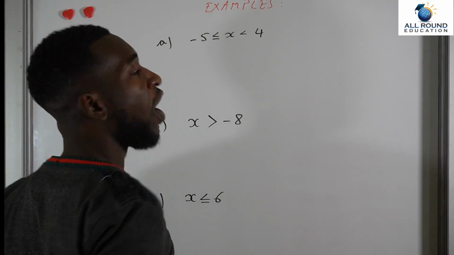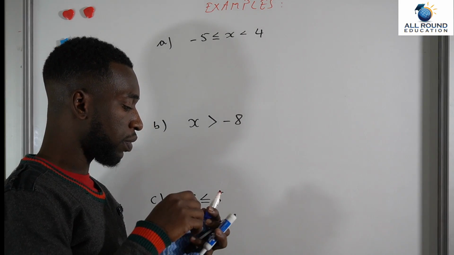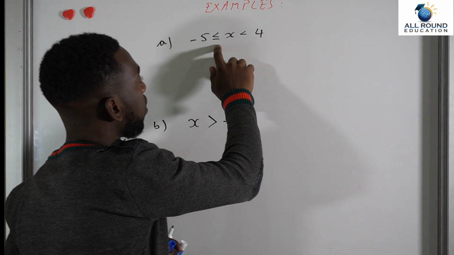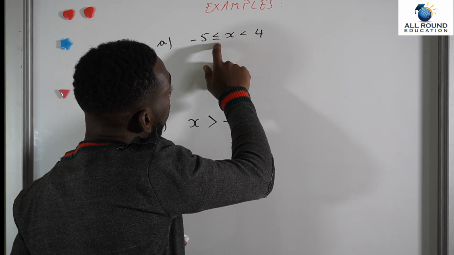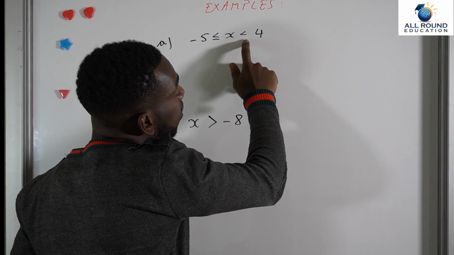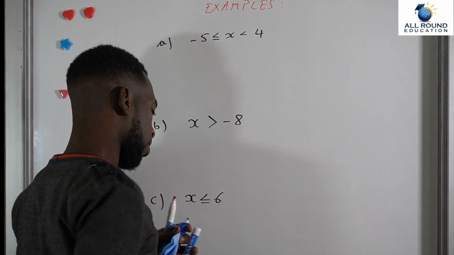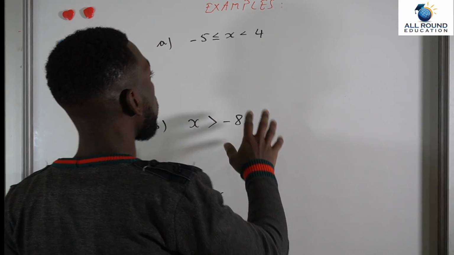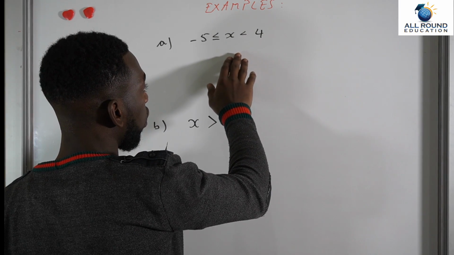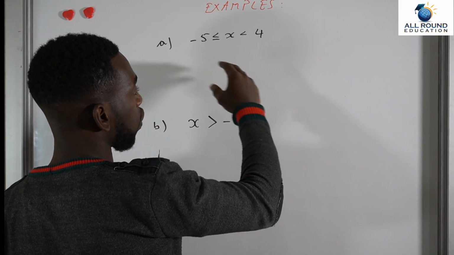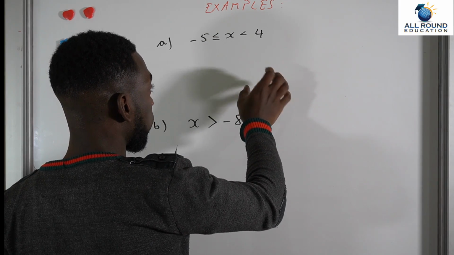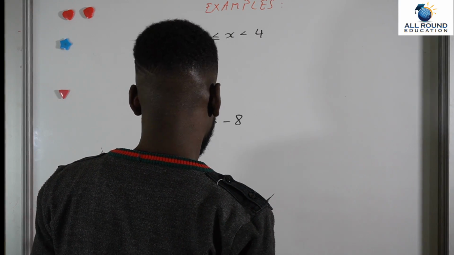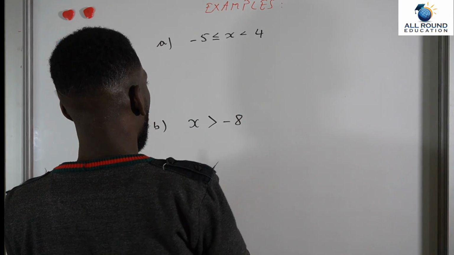All right, let's get started. These are our examples. Let's take three. The first one is -5 is less than or equal to x, and x is strictly less than 4. How do we start with this? The question is to graph the solution using the number line, and also use bracket notation, or domain. Let's see how you would graph this.